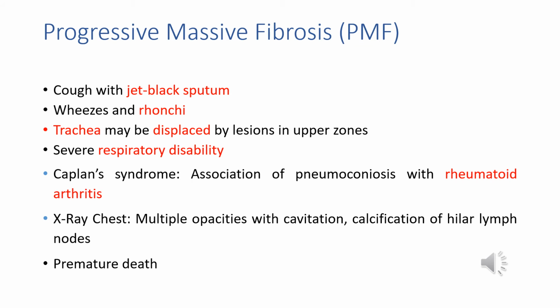The second stage in anthracosis is progressive massive fibrosis. In this stage, there is cough with jet black sputum. There are wheezes and rhonchi. Trachea may be displaced by lesions in the upper zone. There is a severe respiratory disability. There is Kaplan's syndrome, which has rheumatoid arthritis associated with pneumoconiosis. The X-ray chest shows multiple opacities with cavitation, and there is calcification of hilar lymph nodes, and it usually results in premature death. There is no cure for it.